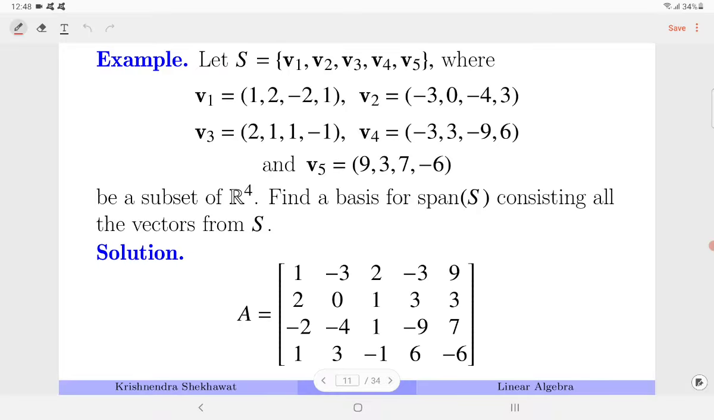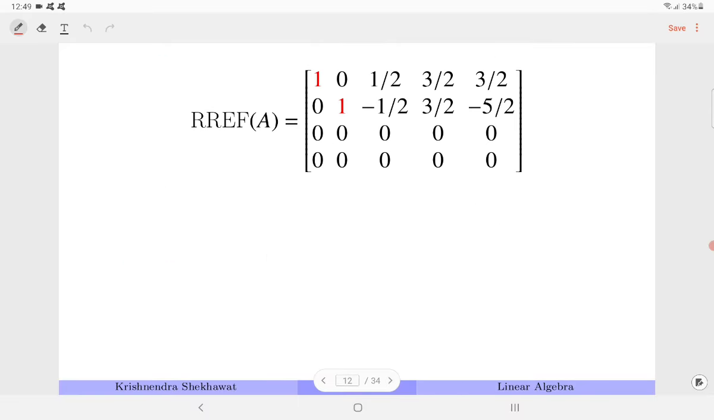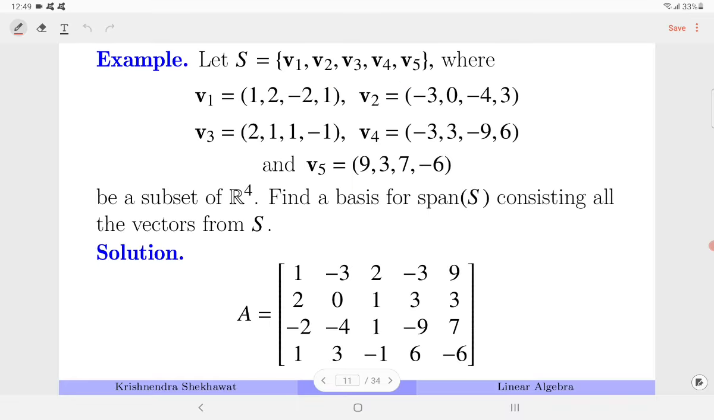So if I represent them as columns, then there are 5 columns. Then I must compute REF or RREF. If you compute RREF, then you will see that there are 2 pivot entries. It means these 2 columns, C1 dash, C2 dash, are linearly independent, or better to say the first column and second column are linearly independent, which also means that C1, C2 are linearly independent, and therefore C1, C2 form a basis for span S.